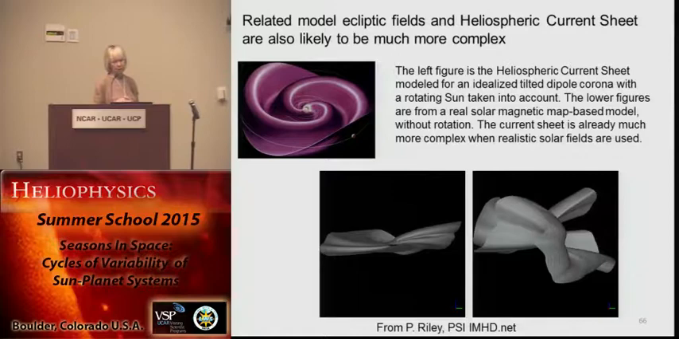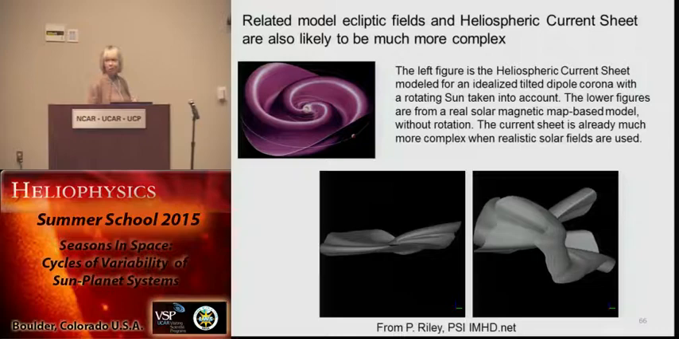And the heliospheric current sheets that go with these, by the way, are really fascinating structures. Online, you can find examples of heliospheric current sheets for any Carrington rotation and see how complex they can become.